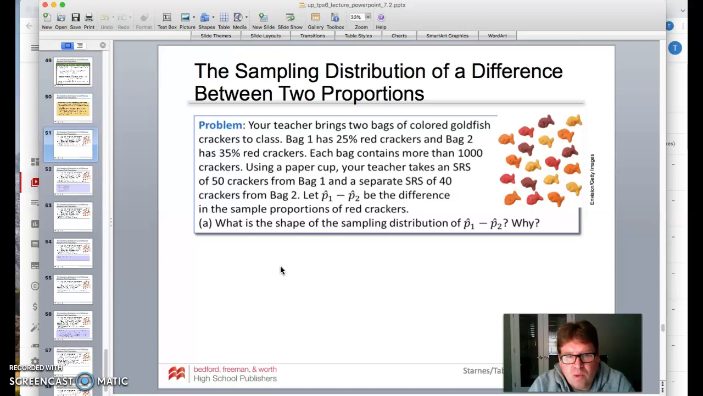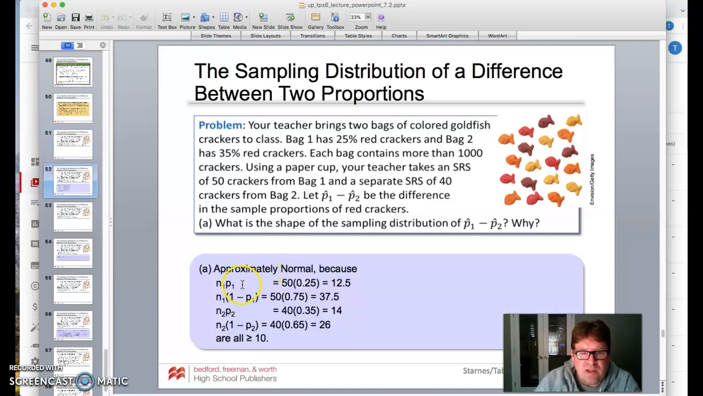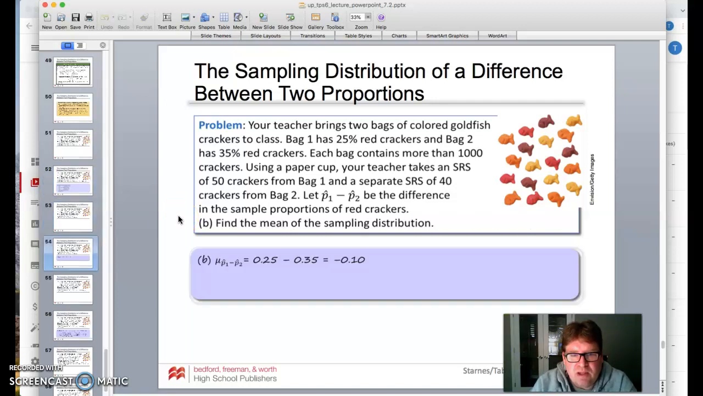Now, what is the shape of the sampling distribution? Well, remember, it should be normal, right? Because if we take the sample size times the proportion, 50 times 0.25, and 50 times 0.75, it works. And then if we do the second one, a sample size of 40, 40 times 0.35 and 40 times 0.65, those are all bigger than 10, so we can assume that we have a normal distribution. Now, finding the mean is simply taking the proportion of the first bag, which is 0.25, and subtracting the second one, 0.35. So we get a negative mean of 0.10.